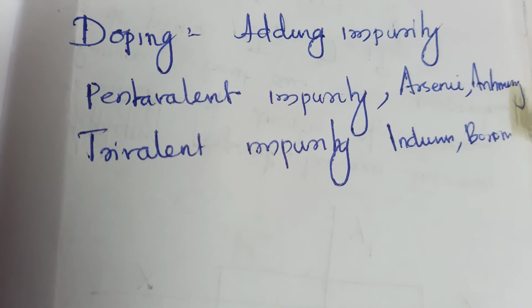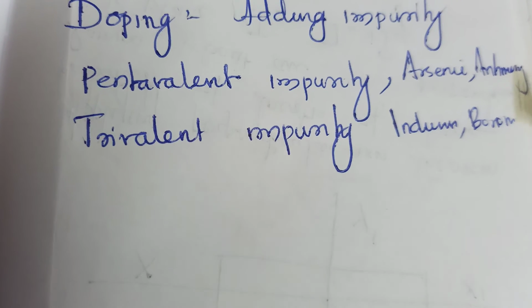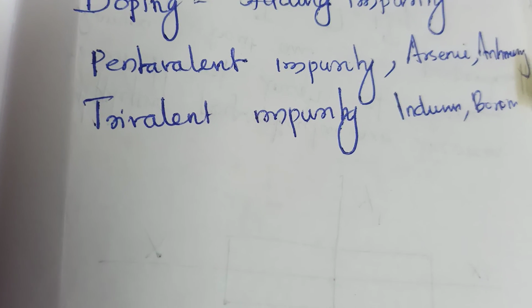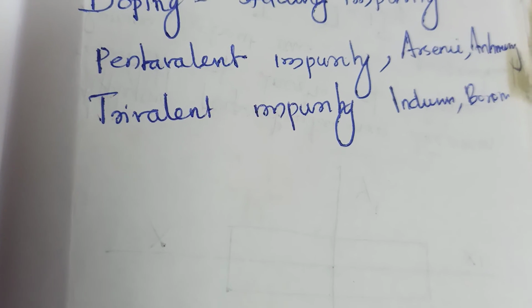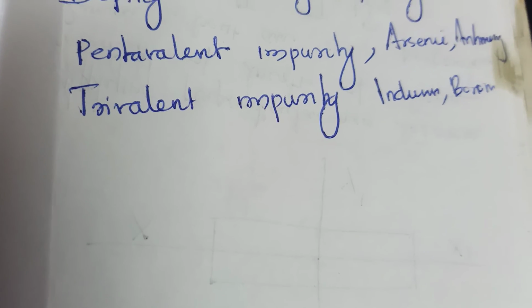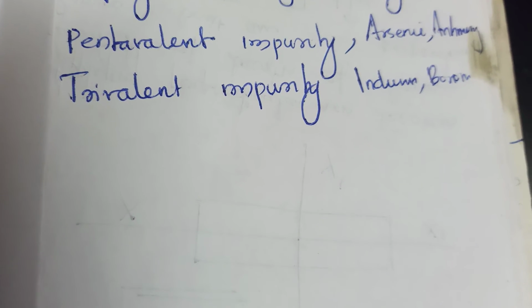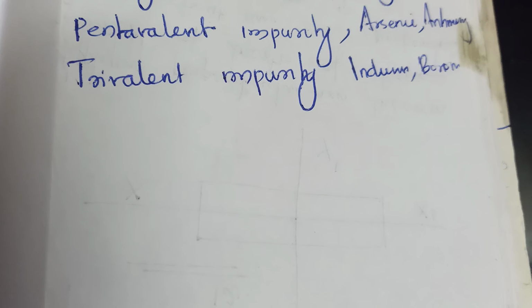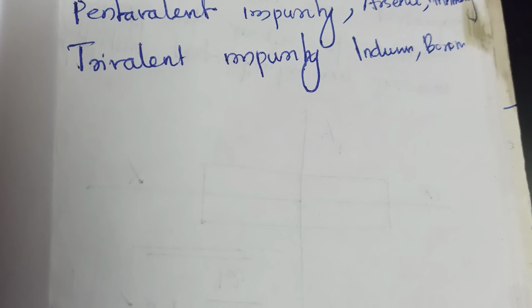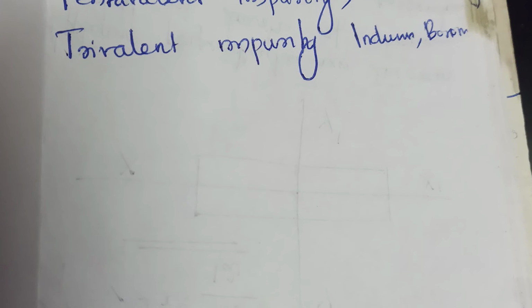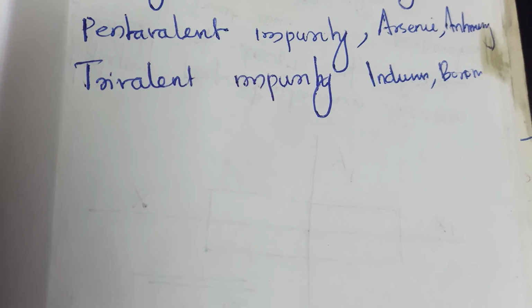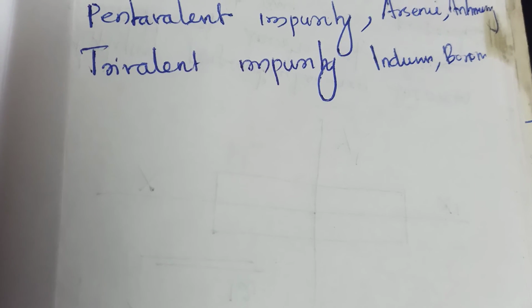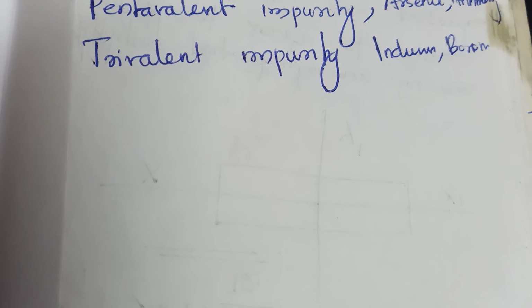Pentavalent impurity means a material which has 5 valence electrons. 5 valency means the outermost orbit contains 5 electrons. When we dope this pentavalent impurity into a semiconductor, already we know that a semiconductor, here germanium or silicon, has 4 valence electrons. So they will share the 4 valence electrons with the pentavalent atoms of arsenic or antimony, thereby forming an octet. But there will be 1 electron free in the pentavalent impurity, and this free electron will be contributing to the conductivity of the semiconductor.